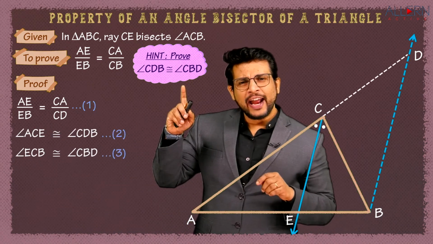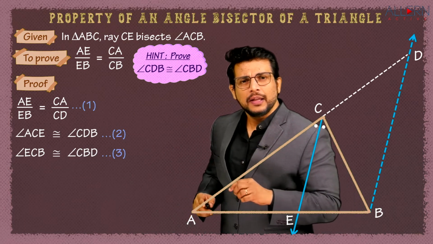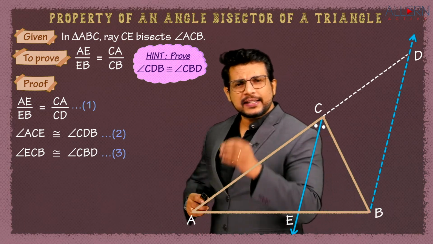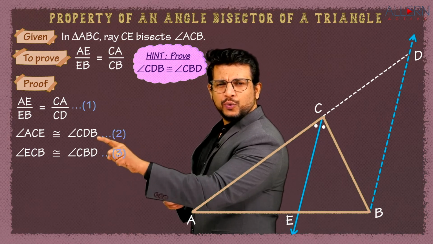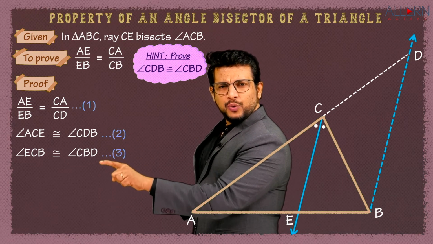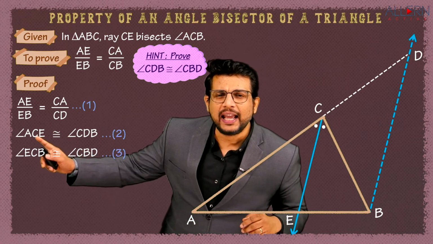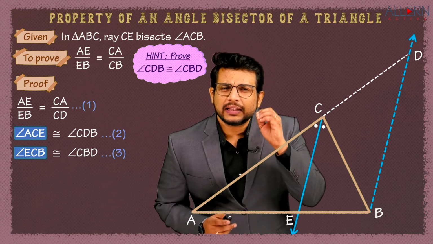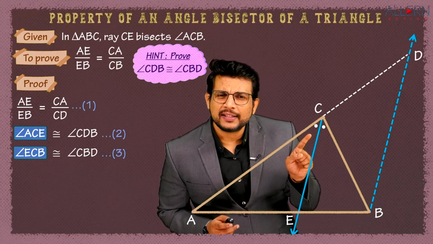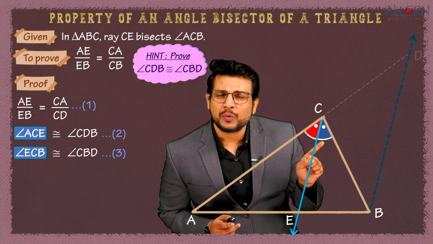We had to think about angle CBD. We got it in result number 3. But my dear kids, we had discussed at the start that somehow we want these two angles to be congruent, equal. Now in results 2 and 3, we can get these two equal provided we get angle ACE and angle ECB to be congruent. Now look at the figure. Angle ACE is this one, and angle ECB is this angle. We want these two angles to be congruent.